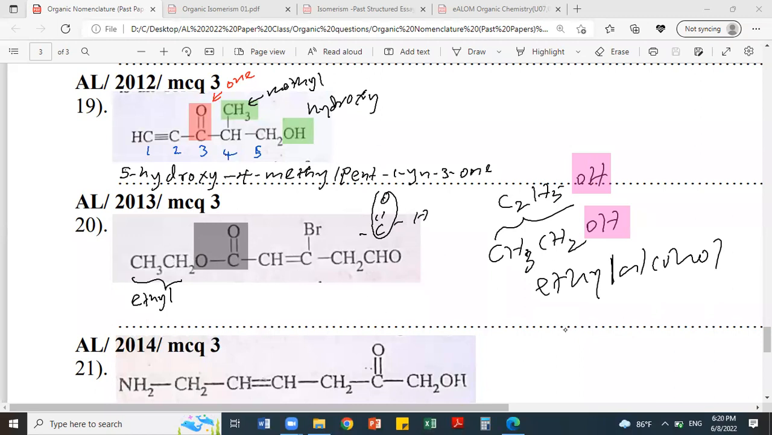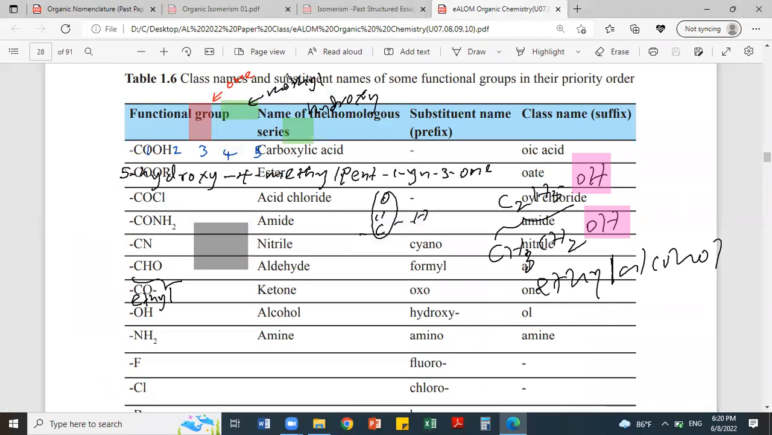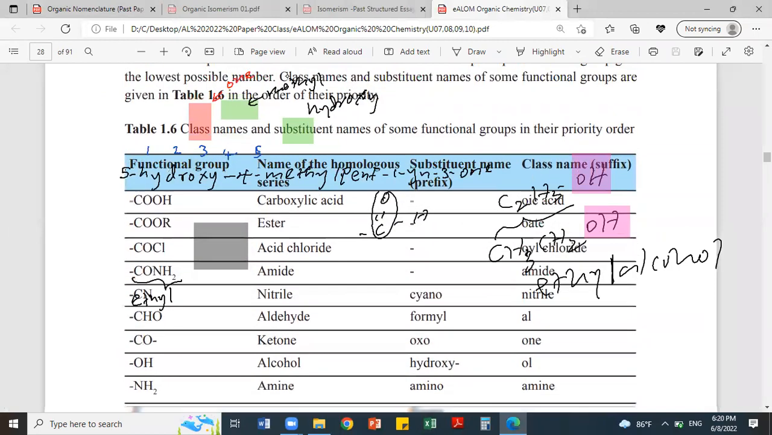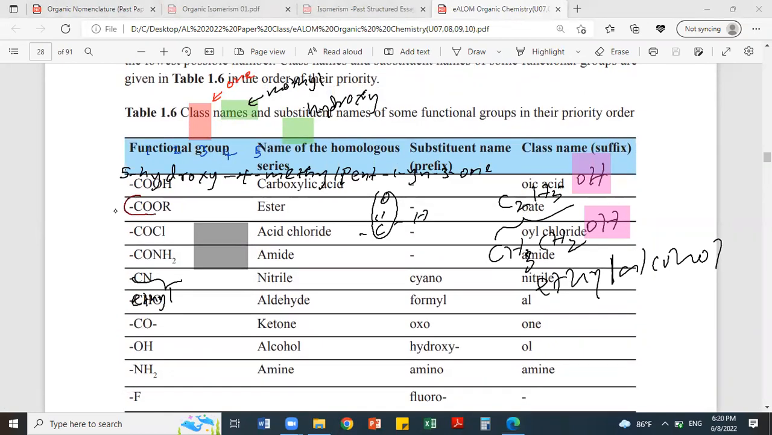Numbering should start from the functional group. You can look at the priority list here. That's a little more difficult than the ones we discussed. Can you see COOR here? After COOH you can see COOR. That means C double bond O, O R, where R means an alkyl group, ethyl, methyl, whatever. If you have COOR, that is called an ester group, and the name ends in -oate. The name ends in what? -oate, ester.